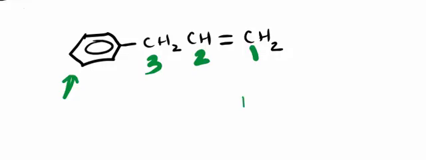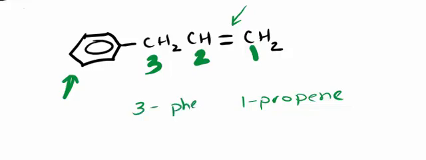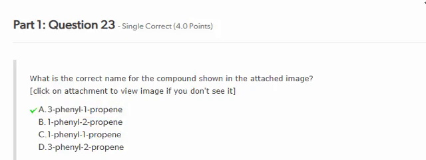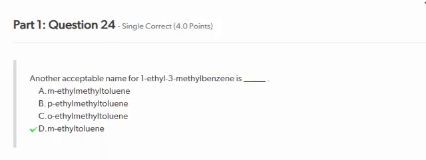So we have 1-propene. The 1 indicates where that double bond, that pi bond starts. So 1-propene, but the substituent is 3-phenyl. So I'm looking for 3-phenyl-1-propene for number 23. Number 24, another acceptable name for 1-ethyl-3-methylbenzene.